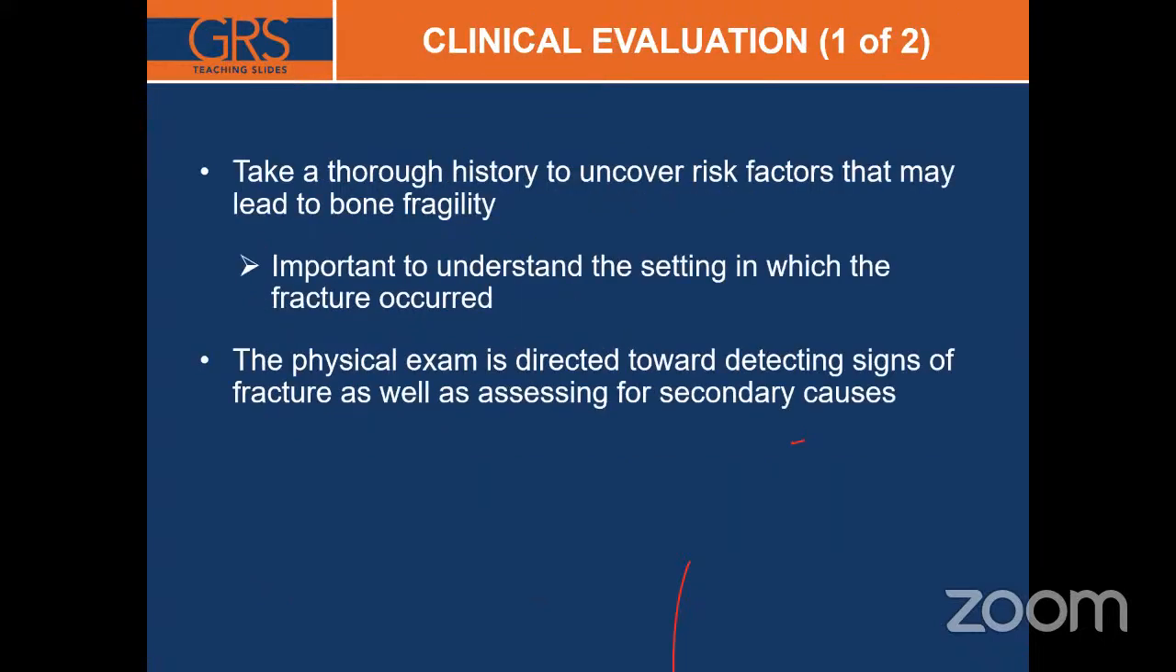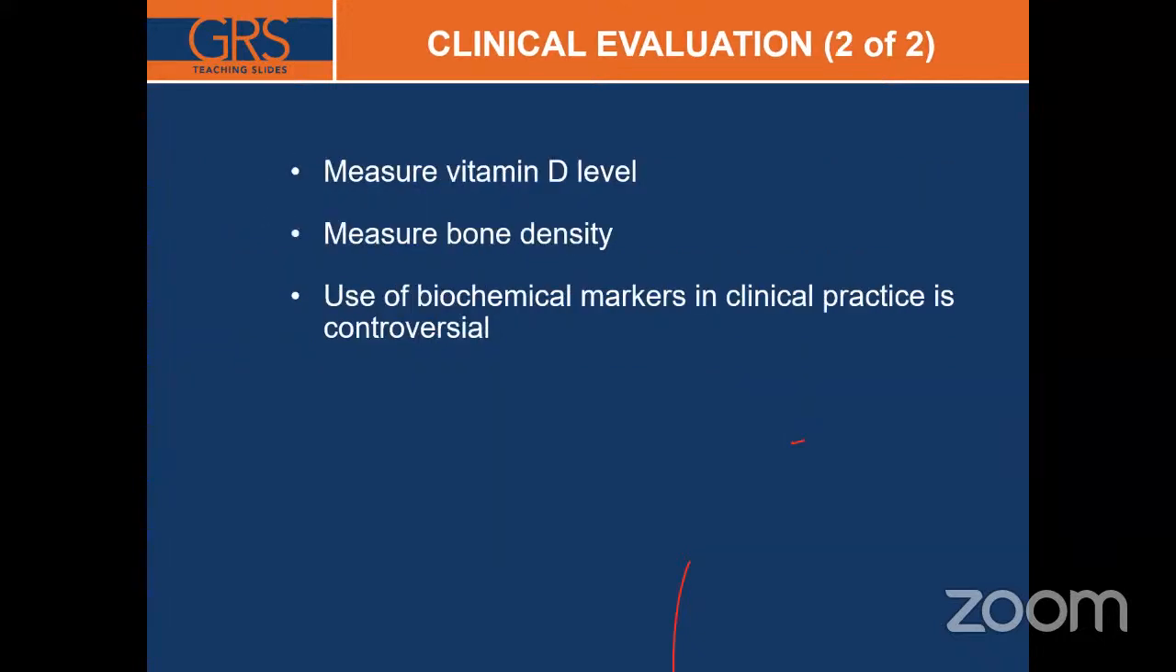When evaluating a patient, you should start with taking a thorough history to uncover the risk factors that may lead to bone fragility. Important to understand the setting in which the fracture occurred. The physical exam is directed towards detecting signs of fracture as well as assessing for secondary causes. The key elements of the physical exam include height, weight, posture, mobility, nutritional status, and overall build. We should measure the vitamin D level and measure bone density. The use of biochemical markers in clinical practice is controversial.